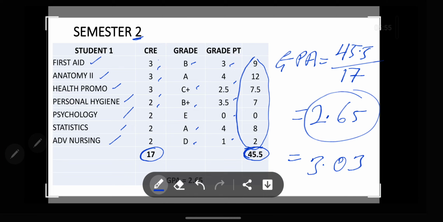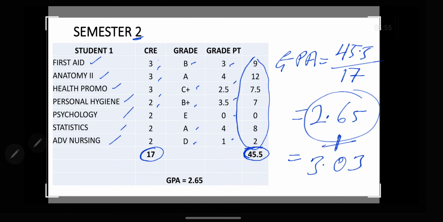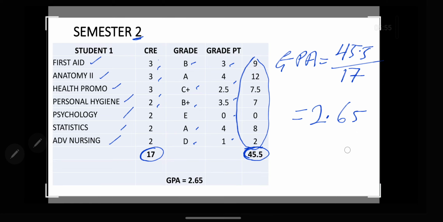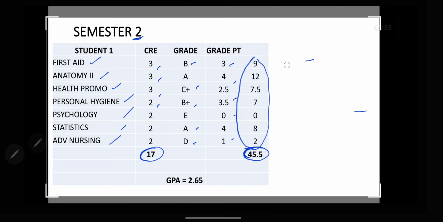And now the GPA for the second semester is 2.65. What most students get confused with is that when we want to find their cumulative, they want to add the two GPAs and divide by 2, which is wrong. You don't add the two GPAs and divide by 2. I'm going to take you through how you can find the cumulative GPA.